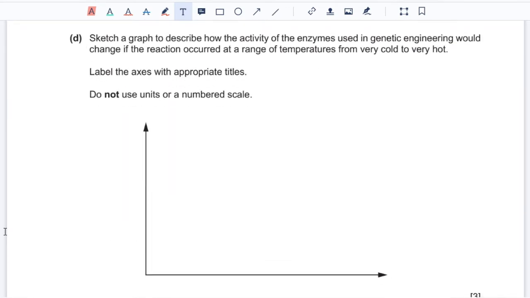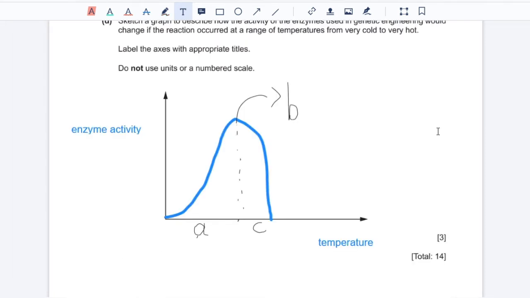D. Sketch a graph to describe how the activity of the enzymes used in genetic engineering would change if the reaction occurred at a range of temperatures from very cold to very hot. Label the axis with appropriate titles and do not use units or number scale. Here I've drawn the graph and labeled the x-axis as temperature, the y-axis as enzyme activity. Everything that I've drawn with blue is the only answer, and the black labels are just there so I can use them to explain the answer. You don't need to use any of that.